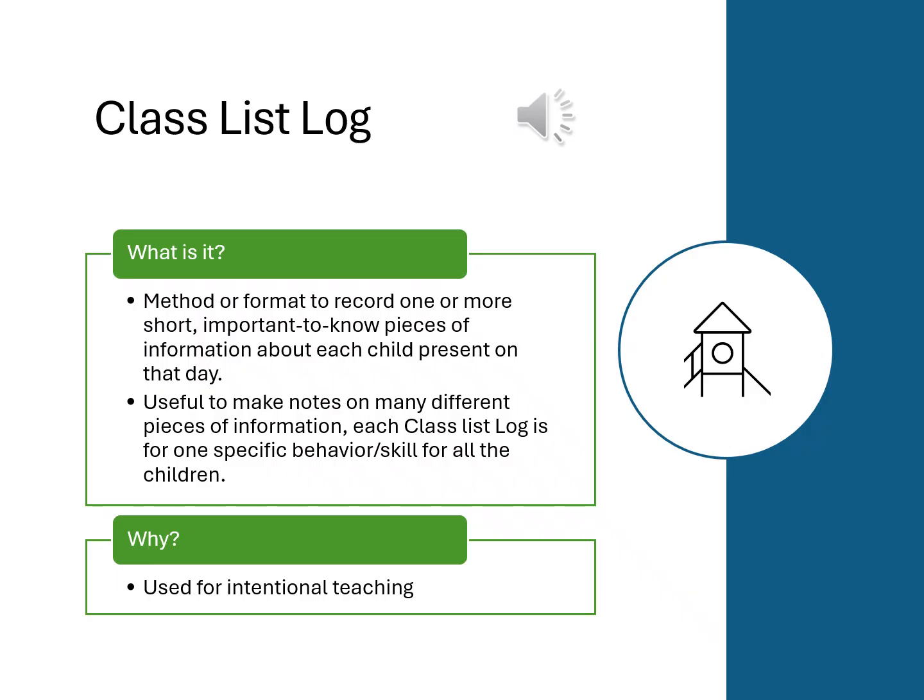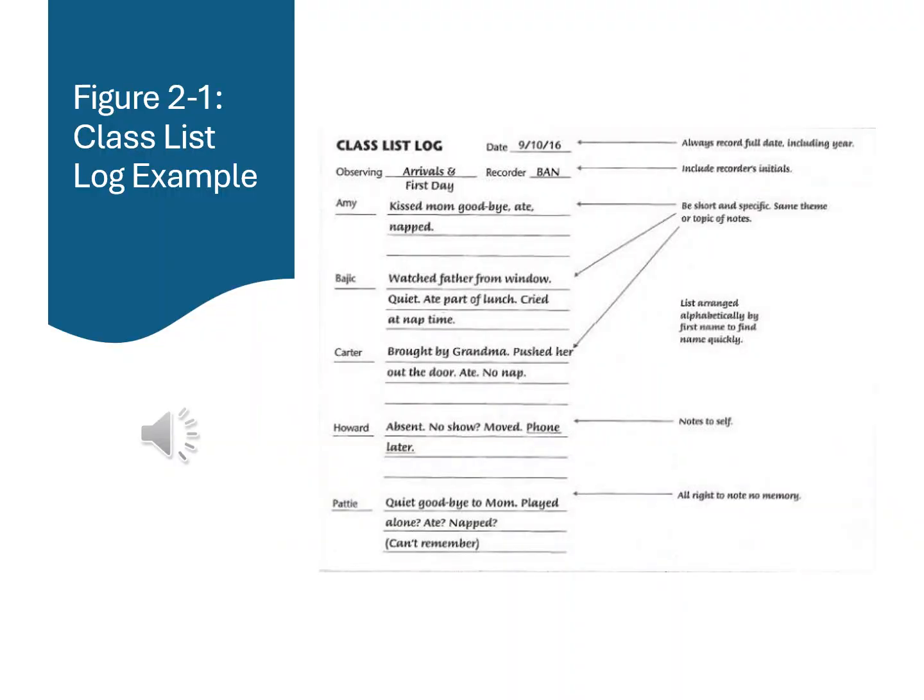That's intentional teaching: not just doing things randomly or on the fly without data or information, but collecting ample information, reflecting on that information, and using that information to create better policies, procedures, activities, interactions, and relationships with the children, etc. This is an example from your text of a class list log.